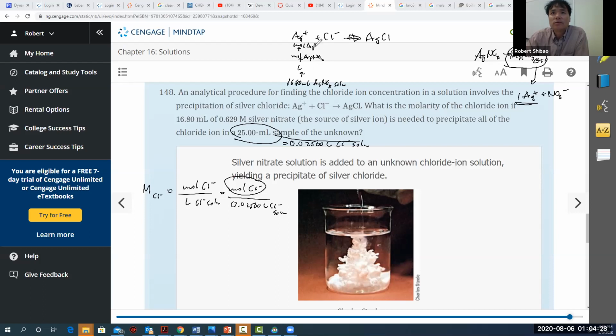Okay, once we have the moles of silver ion, then we can figure out the moles of chloride ion. It's also a 1-to-1 mole ratio. And so we're going to go from moles of silver to moles of chloride. It's 1-to-1, and then we can plug that in here. And so once we get the moles of chloride, we'll plug that into the numerator, and that will be the answer once we punch the calculator out.